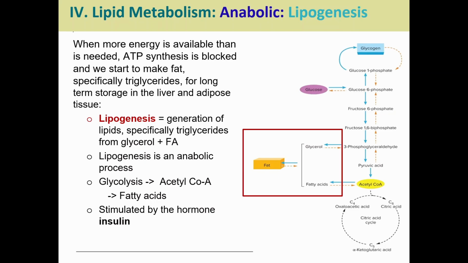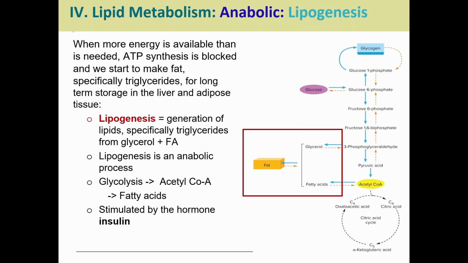So how do we make lipids? When we have more energy available than we need, we don't need to make ATP. ATP is not as good at storing energy long term compared to things like carbs and lipids. We can start to make fats, those lipids, namely triglycerides, because they're going to be good for long-term storage. So lipogenesis is the process of taking that excessive nutrients, excessive energy, and forming lipids. Namely, again, we're creating triglycerides.